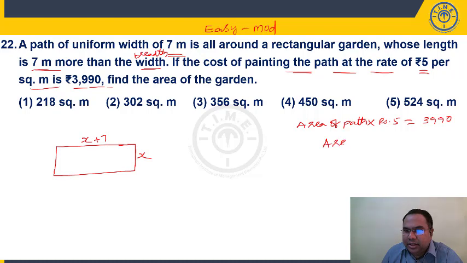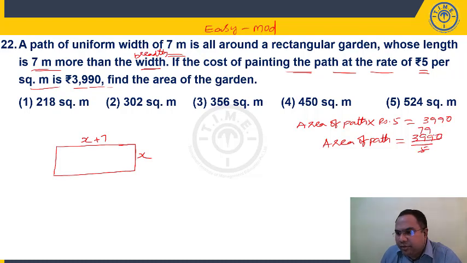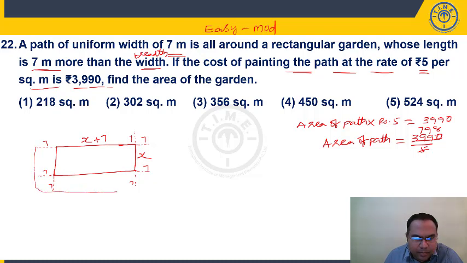So what is my area of path? 3990 upon 5. So area of path is 798 square meters, right? Now he is laying a path 7 meters. This is 7 meters, all around, 7 meters, 7 meters, 7 meters, 7 meters, 7 meters. He is laying a path here, right?